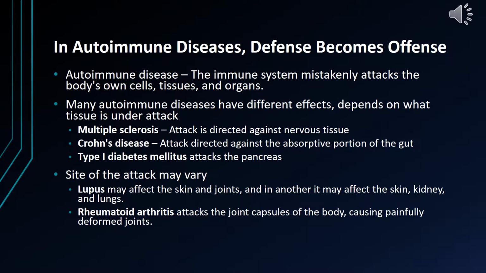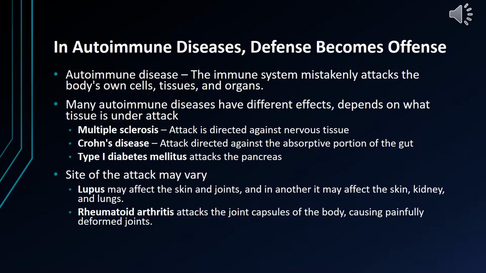So that's all we're going to say about active and passive immunity, because we're going to begin talking about some autoimmune diseases here briefly. In an autoimmune disease, defense becomes offense. So an autoimmune disease is when the immune system mistakenly attacks the body's own cells, tissues, and organs. So they're essentially the result of no longer being able to differentiate self from non-self, or rather the cells of the immune system can no longer distinguish our own body cells from pathogens and attack them.